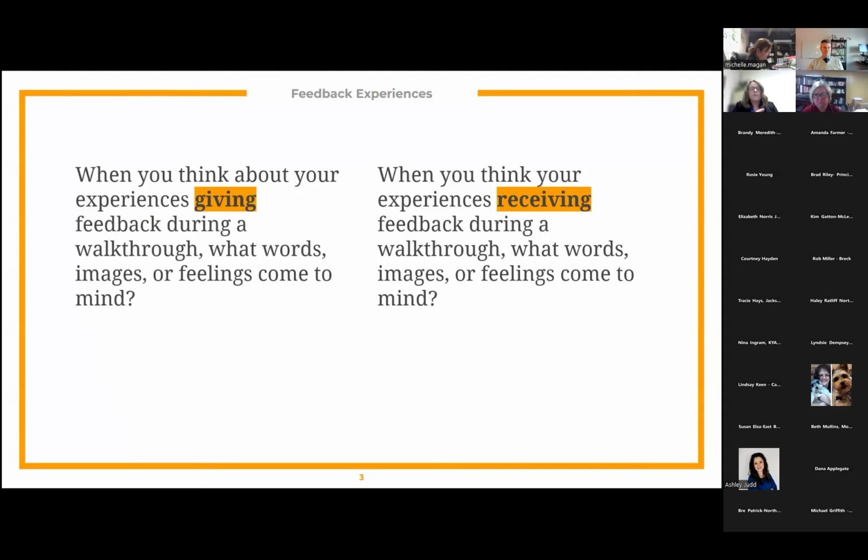So my first question for everybody today, if you'll use the chat box, is to think about your experience giving feedback as a principal or a supervisor, when you're doing a walkthrough. What words, images, or feelings come to mind about giving other people feedback? So if you can just put a couple words in the chat box real quickly, then we can kind of run through those.